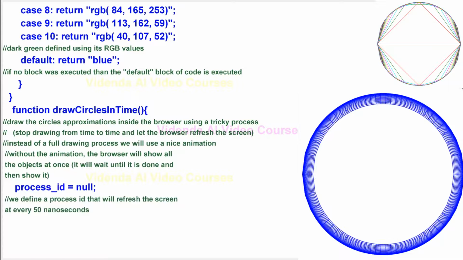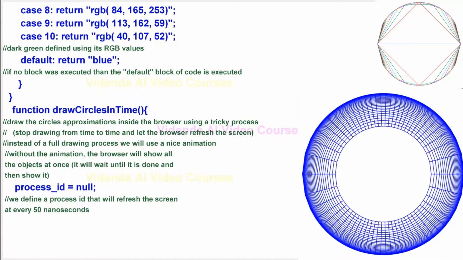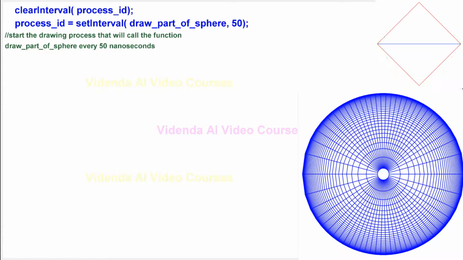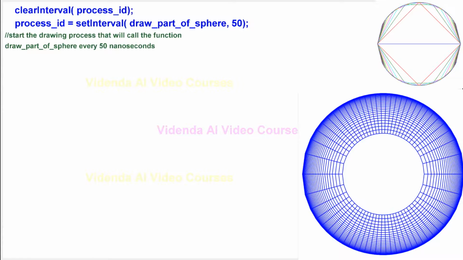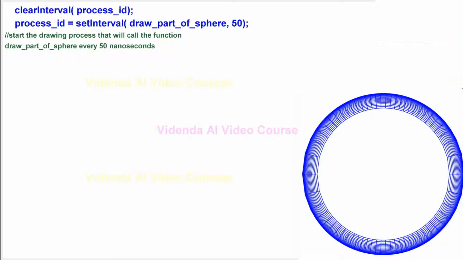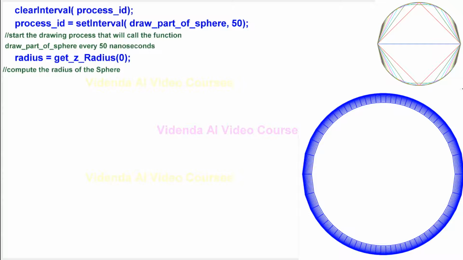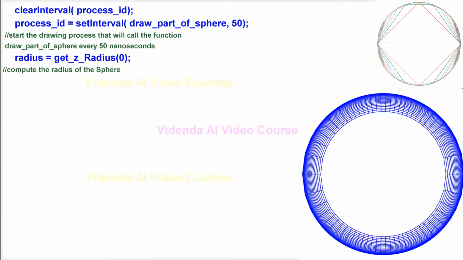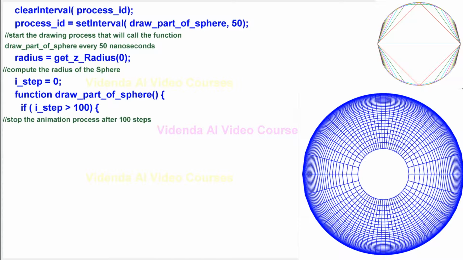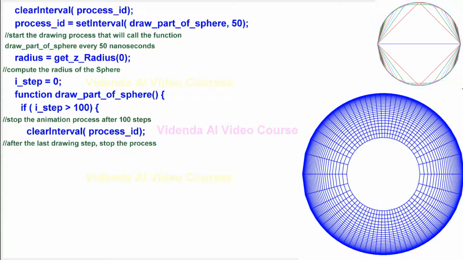We define a process id that will refresh the screen at every 50 nanoseconds. Initialize the process id. Start the drawing process that will call the function draw_part_of_sphere every 50 nanoseconds. Compute the radius of the sphere. Stop the animation process after 100 steps. After the last drawing step, stop the process.